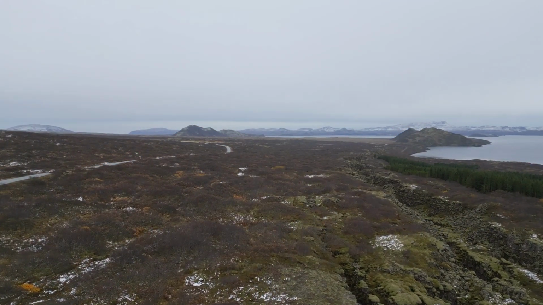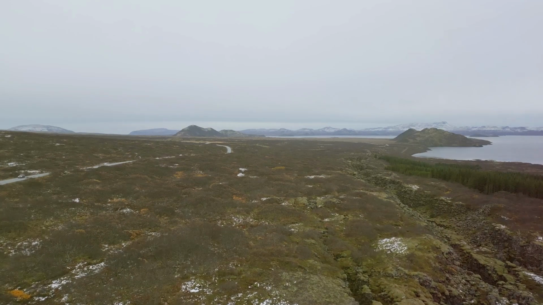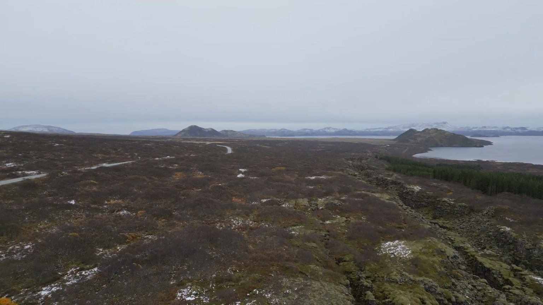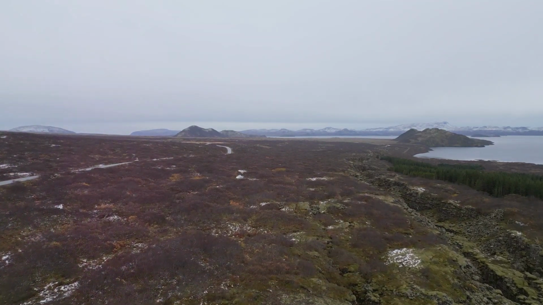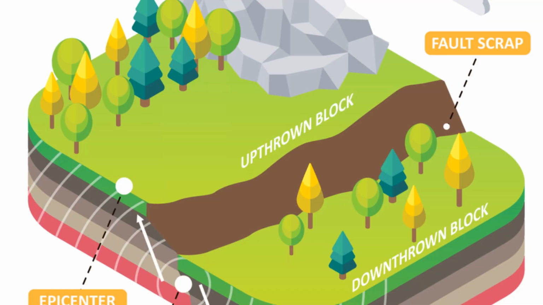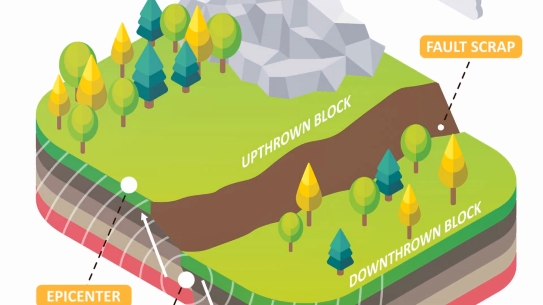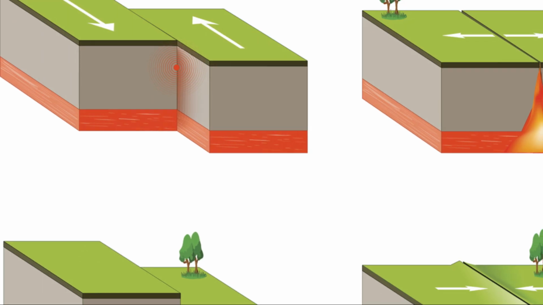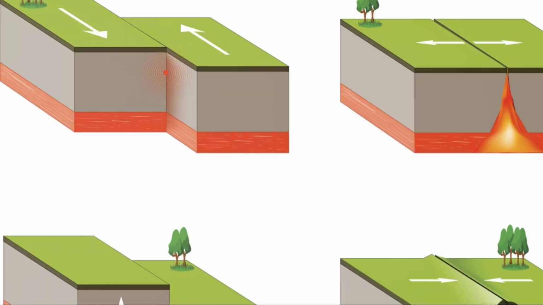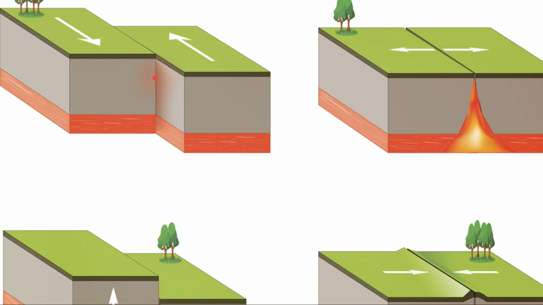The boundaries between tectonic plates are where the real action is. These boundaries are dynamic zones where the Earth's crust is constantly being reshaped and reformed. There are three main types of plate boundaries: divergent, convergent, and transform boundaries. Each type of boundary plays a crucial role in the geological processes that shape our planet.